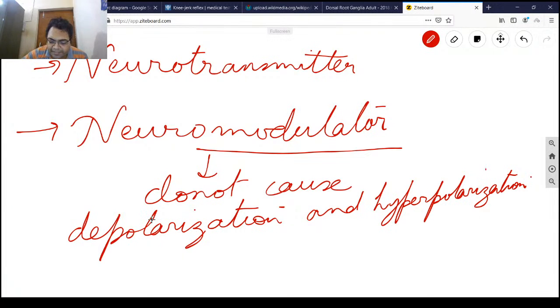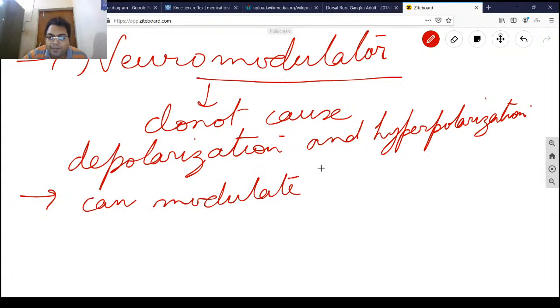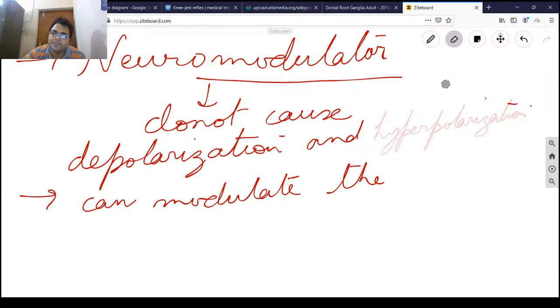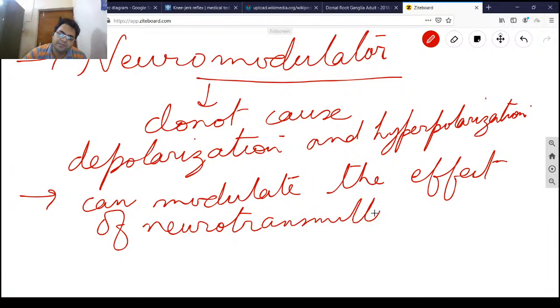What they do is they can modulate, that is modulator, they can modulate or change the effect of the neurotransmitters. They can change the concentration of neurotransmitter release also. So these are very special molecules known as neuromodulators. Only this much you should know, that it will cover all kinds of entrance tests regarding neuromodulators.